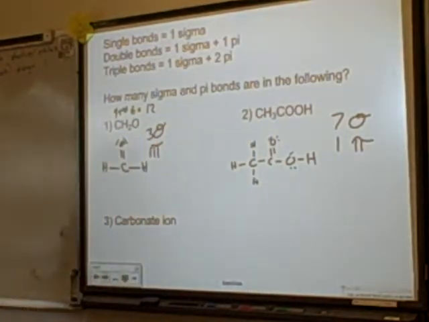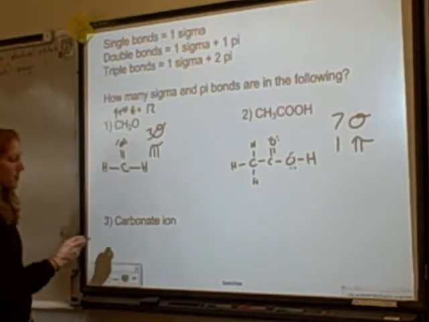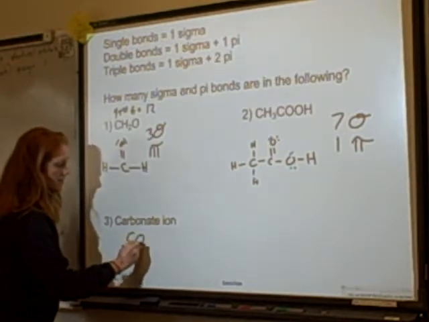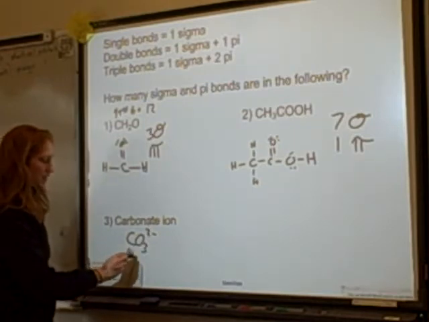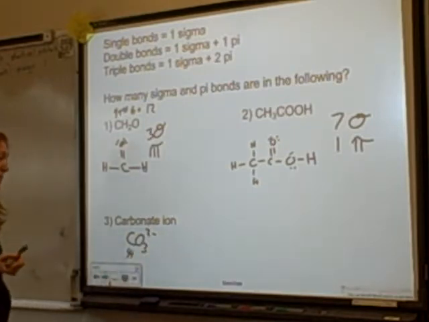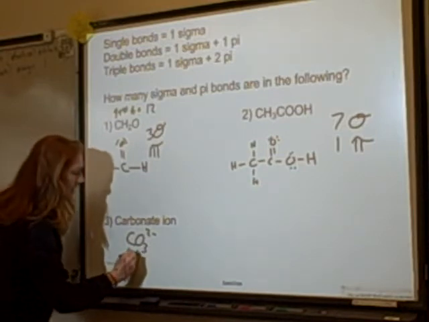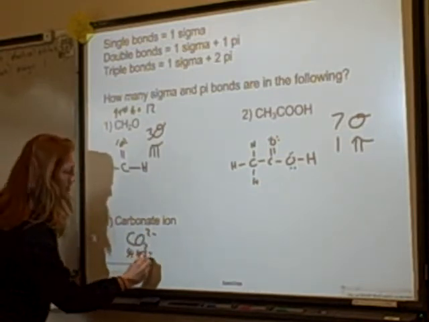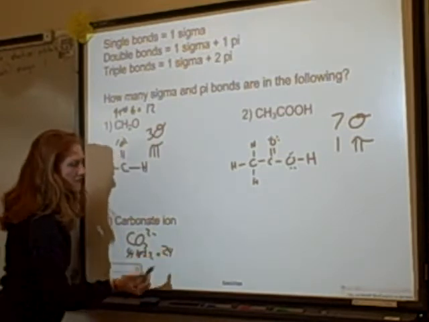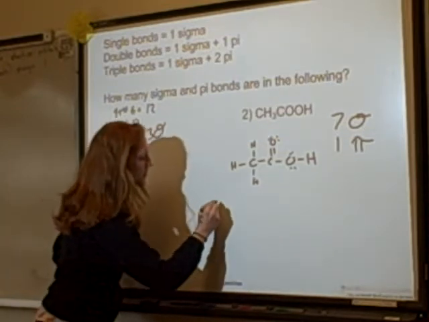And 1 more. The carbonate ion. So carbonate ion is CO3 with a 2 minus. So I've got 4 valence electrons here, plus oxygen is 6 apiece, 6 times 3. It's going to be 18. Plus a 2 minus charge, I'm going to have 2 extras. So I have 24 valence electrons. I'll put the carbon in the middle.